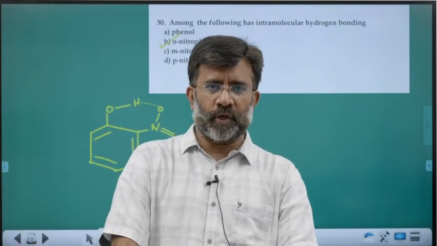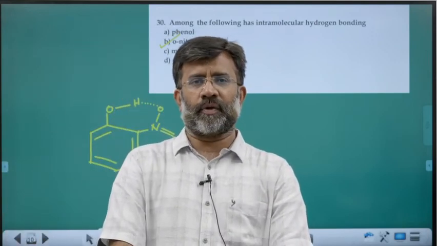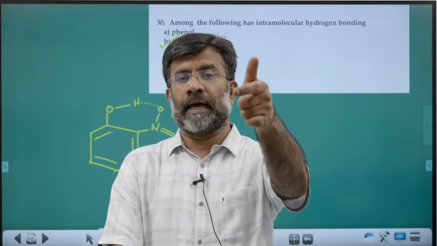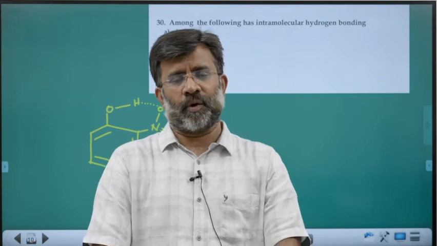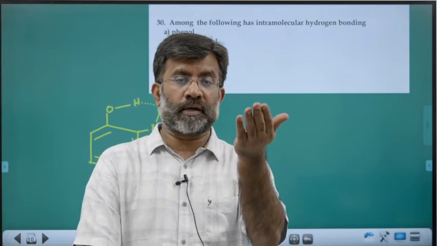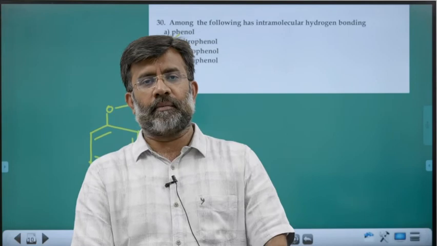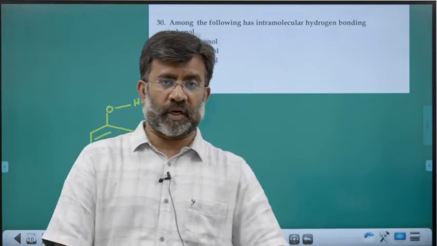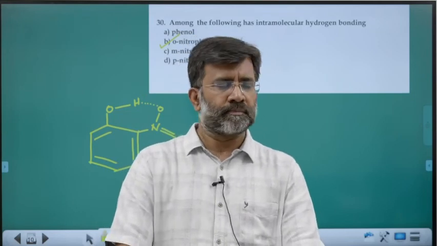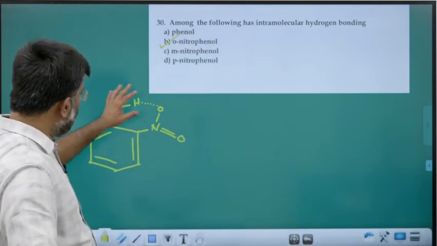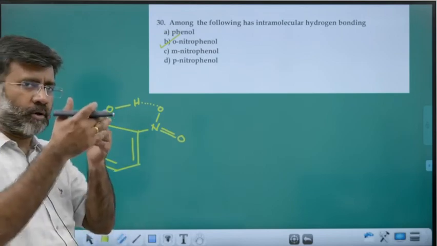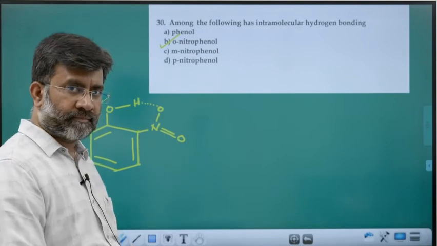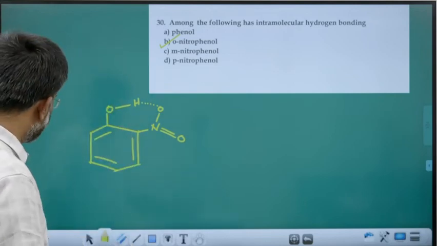And due to intramolecular hydrogen bonding, orthonitrophenol is more volatile than paranitrophenol and its boiling point decreases. And it is separated by steam distillation. Right? So due to intramolecular hydrogen bonding, the intermolecular attraction decreases. Therefore, it becomes more volatile. Next.